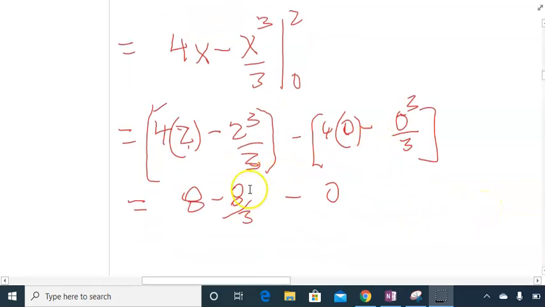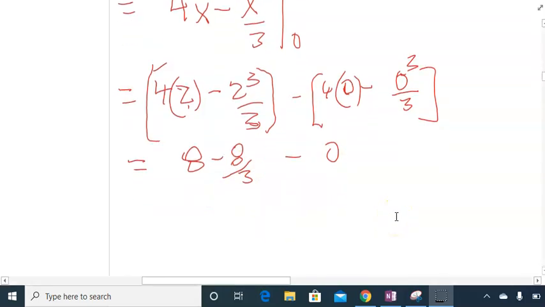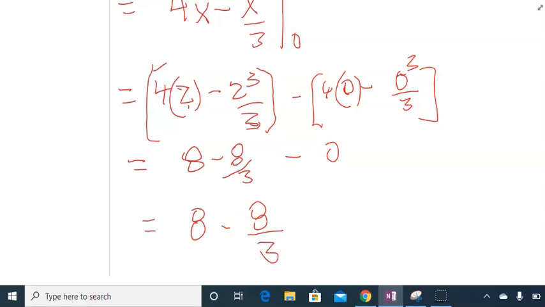And of course, this is just going to be 8 minus 8 over 3 minus 0. So we can just ignore this 0, and then it becomes 8 minus 8 over 3. And then that's your answer right there.